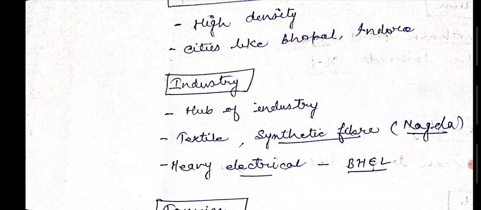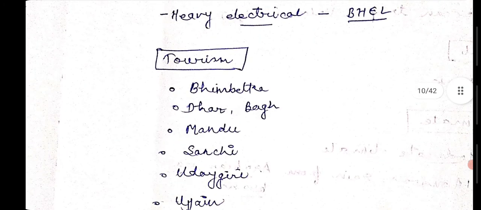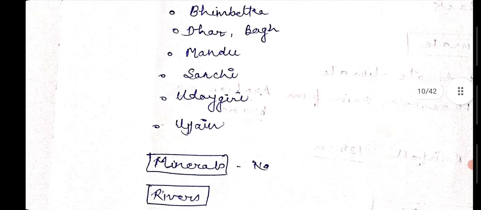Industry: it is a hub of industry, textile industry. Synthetic fiber in Nagda, Ujjain, this is important. Heavy electricals in BHEL, Bhopal. Then Pithampur industrial area is there. In tourism: Bhimbetka, Dhar, Mandu, Bagh caves, Sanchi, Udaygiri, Ujjain.